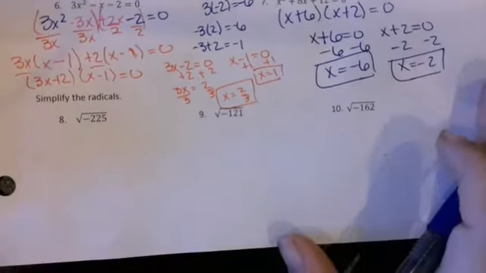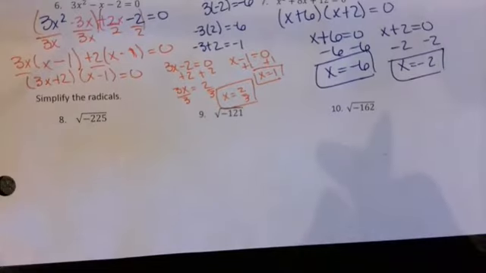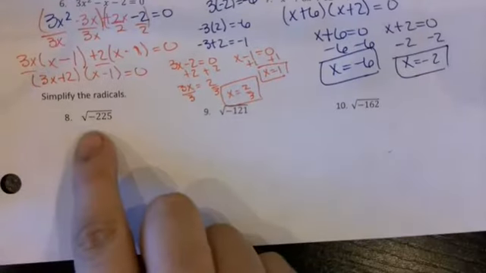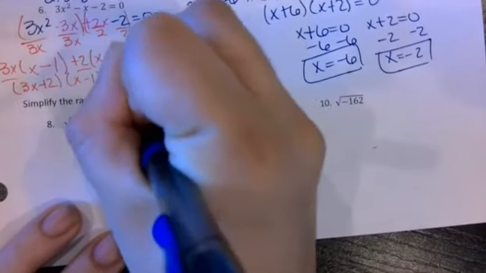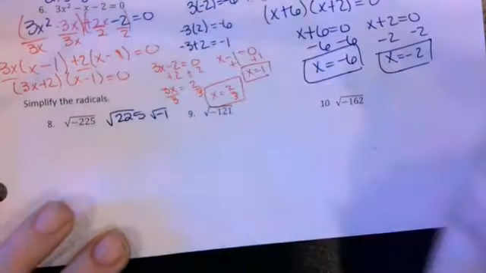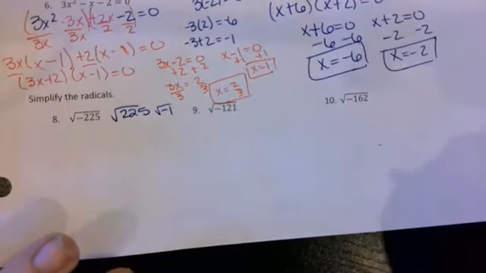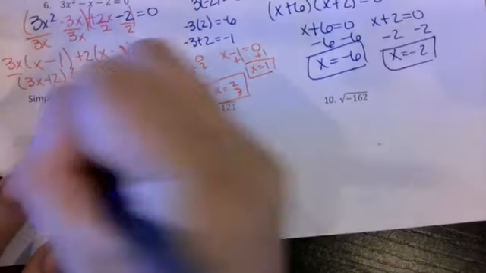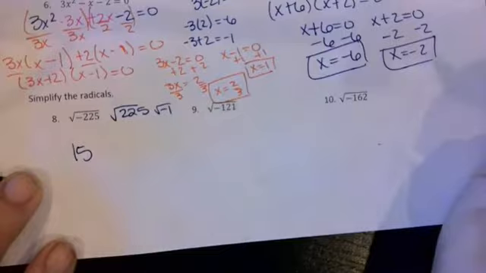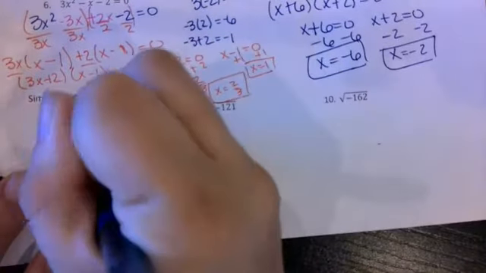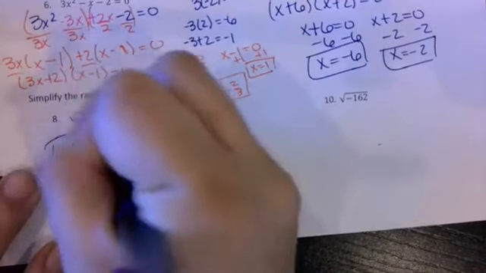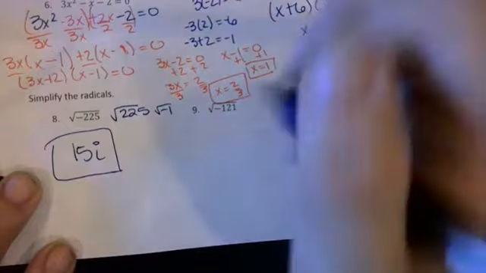And I'm done there. On number 8, it wants me to simplify the radicals, but they have negative numbers in there. Remember, I can rewrite this as the square root of 225 and the square root of negative 1. The square root of 225 is 15. If I didn't know that, I would want to do a factor tree. And then the square root of negative 1 is just i. So my answer here is 15i.